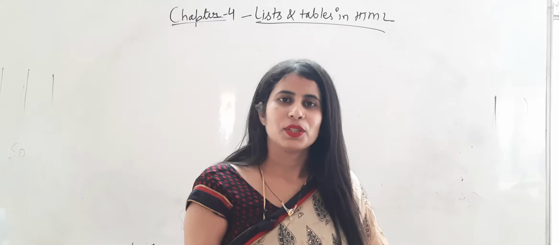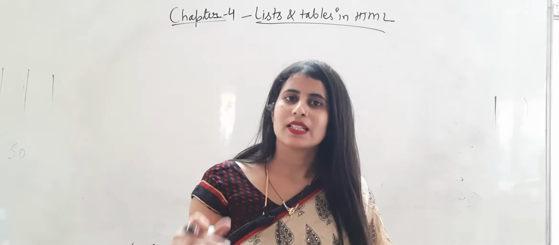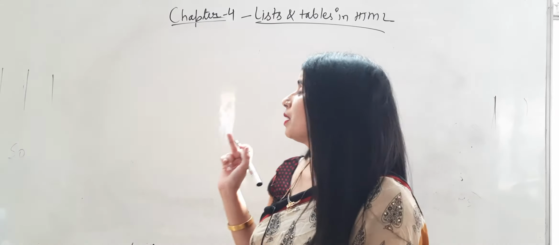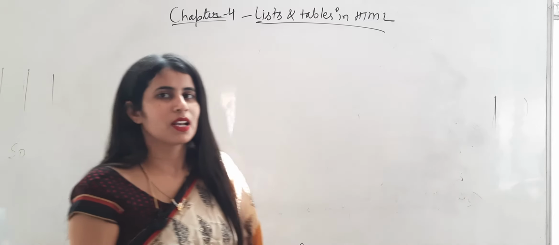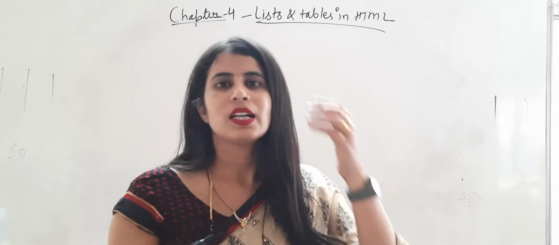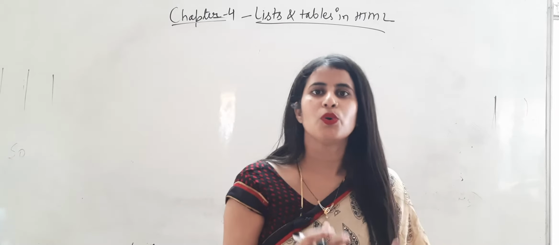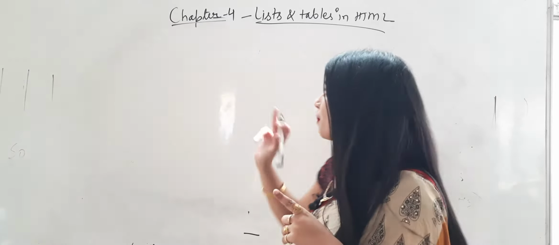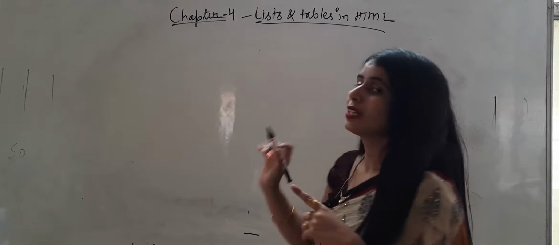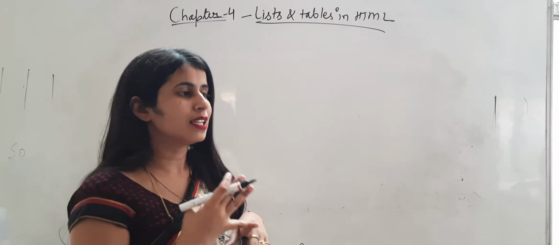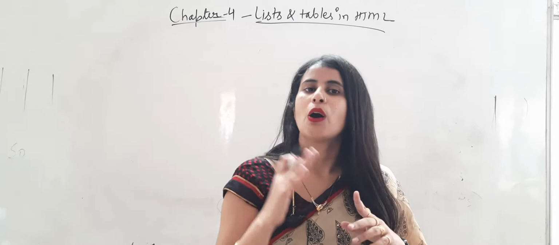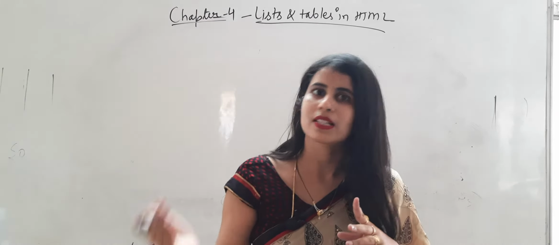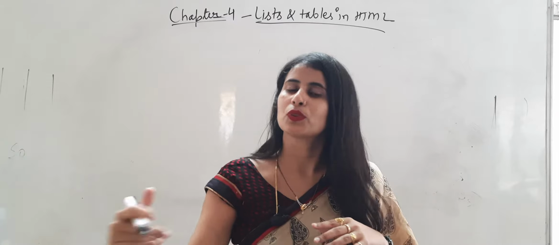Today we are trying to take the topics that are left in our chapter number 4. This is lists and tables in HTML. So in this chapter we had studied about lists and tables. The chapter name is lists and tables in HTML. We had studied what is a list, what are the types of lists and how we can create these lists. So let's revise it so that we can move to the next topic.